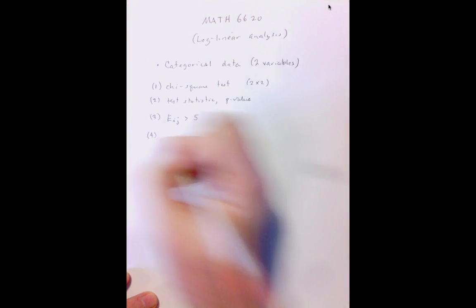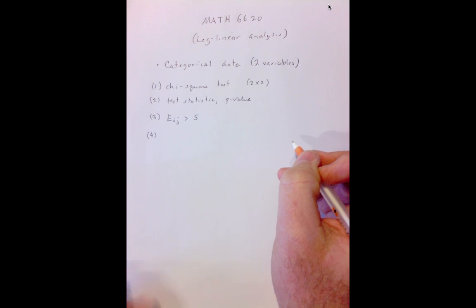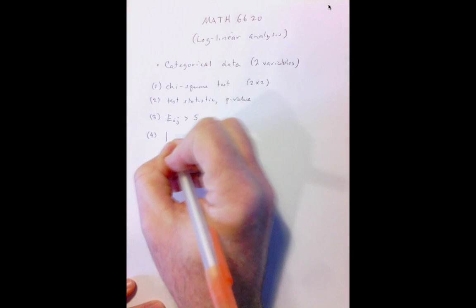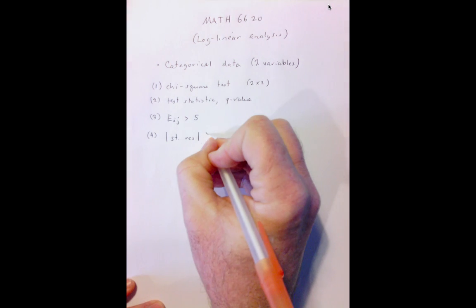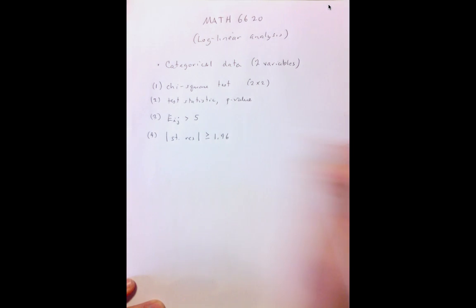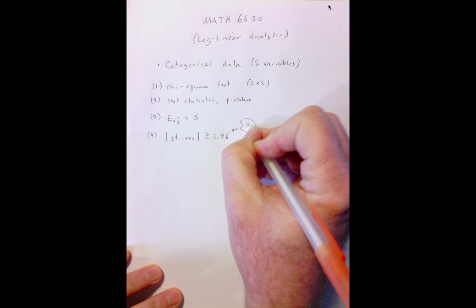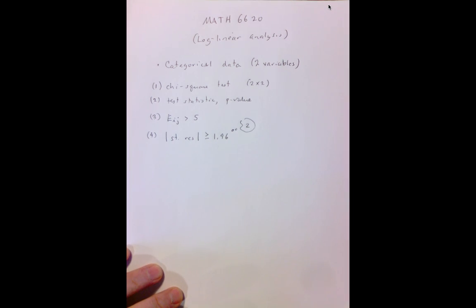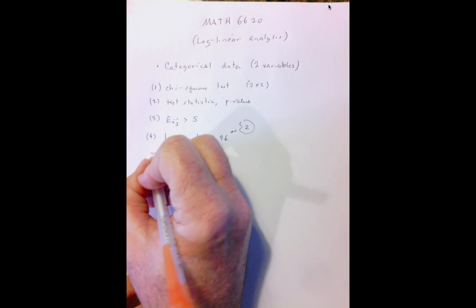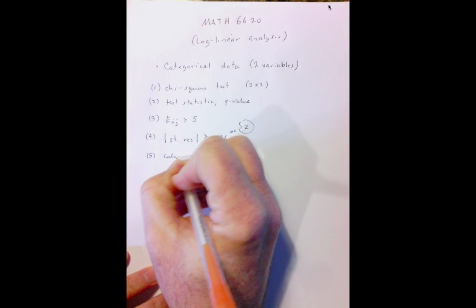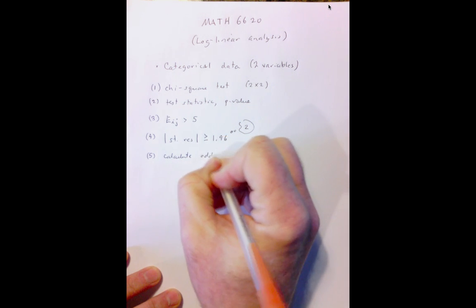Once we run our model, to get a better indication of where the important components or cells lie, we can look at the absolute value of the standardized residuals and look at the ones that are bigger than 1.96, since we're looking at the absolute value. I tend to think of this as a threshold of 2, so I tend to examine anything that's larger than 2. The fifth thing that you would want to do is calculate the odds ratio.